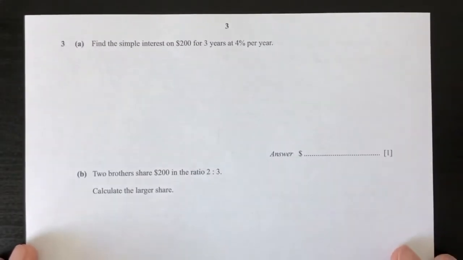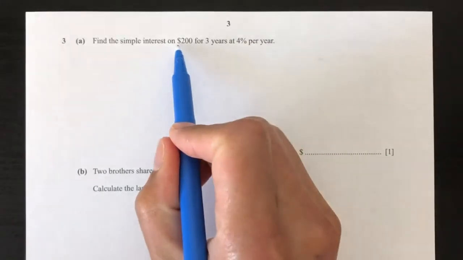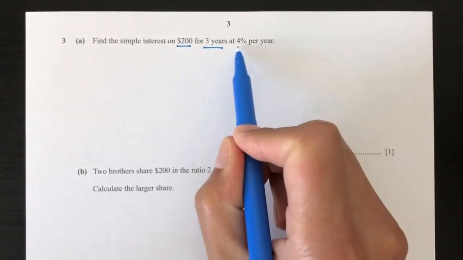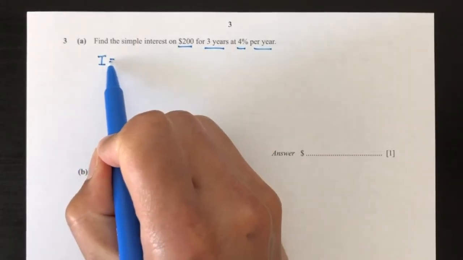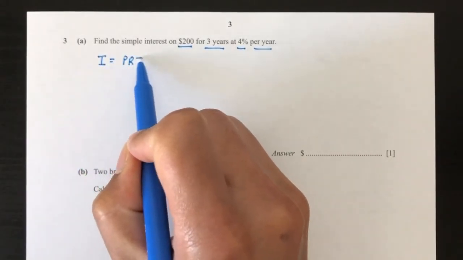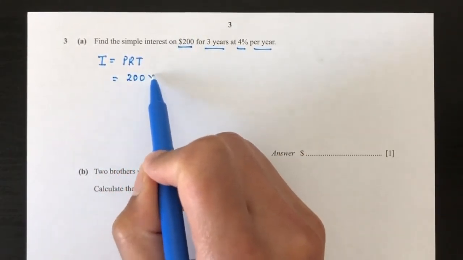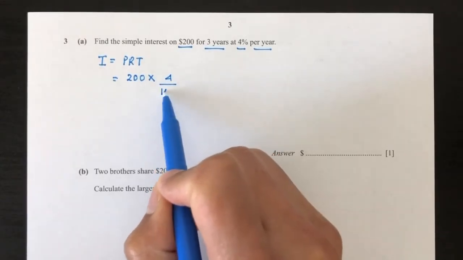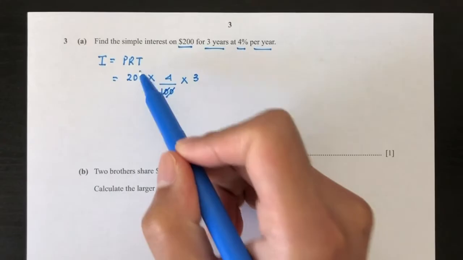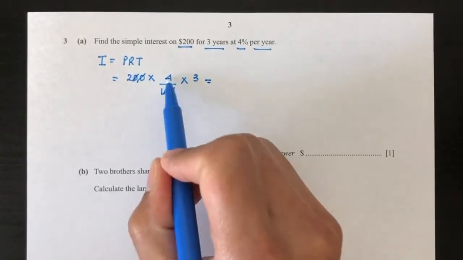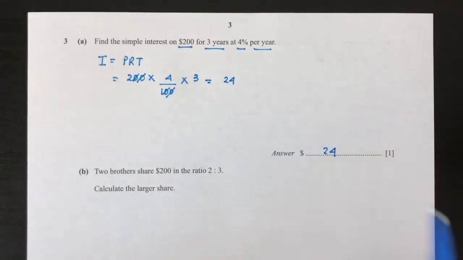Now let's move on to question number 3. Find the simple interest on $200 for 3 years at 4% per year. As you guys know, interest is equal to PRT. P is the investment, that is $200, times the rate, which is 4%, and times the number of years. So simplify: 4 times 3 is 12, times 2 is 24. So that will be $24 for your interest.